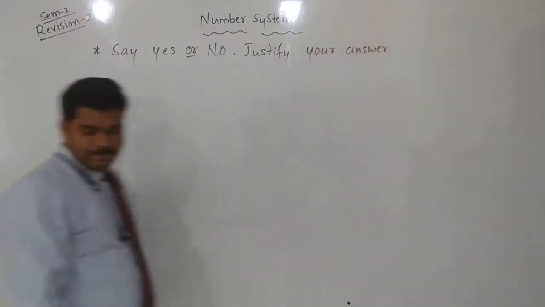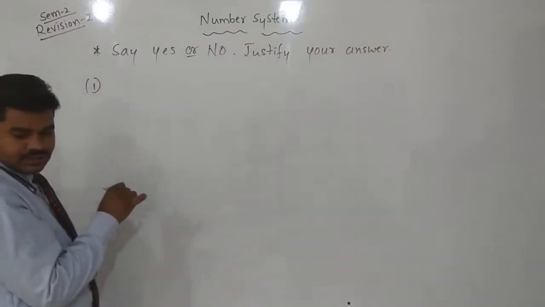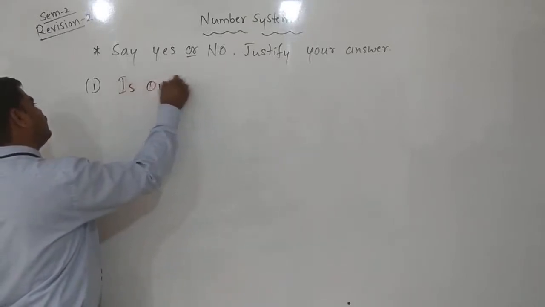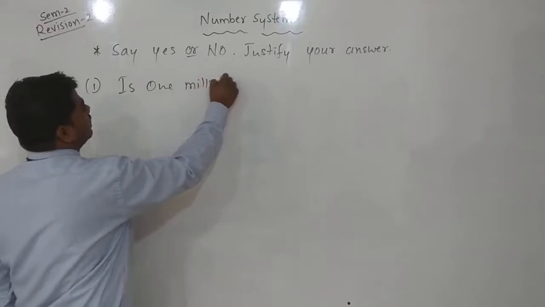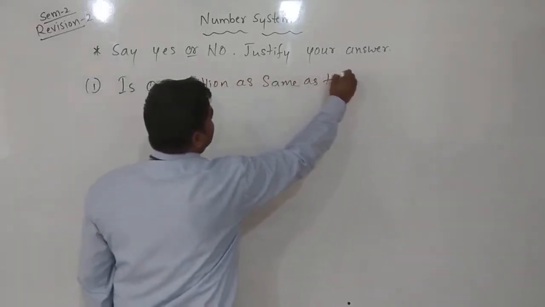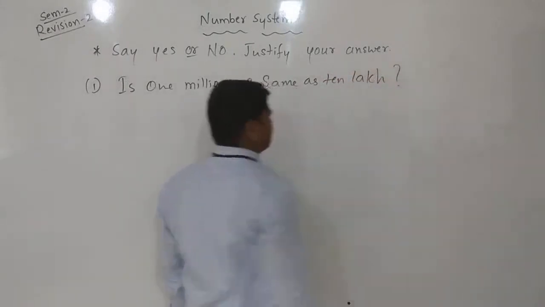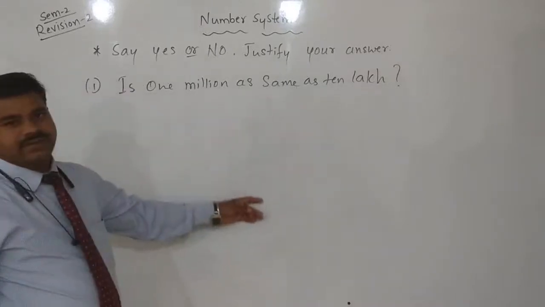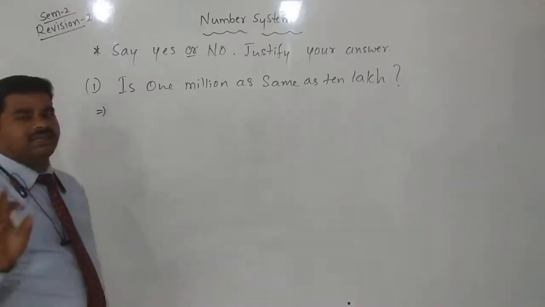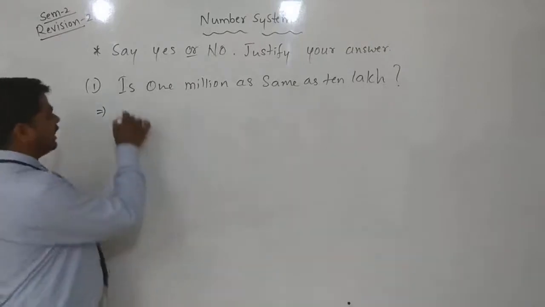Very simple questions. First one: is 1 million the same as 10 lakh? I told this previously. Here 1 million is nothing but a 7-digit number, and 10 lakh is also a 7-digit number. We can write first.